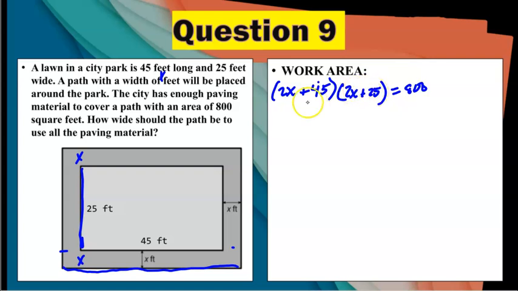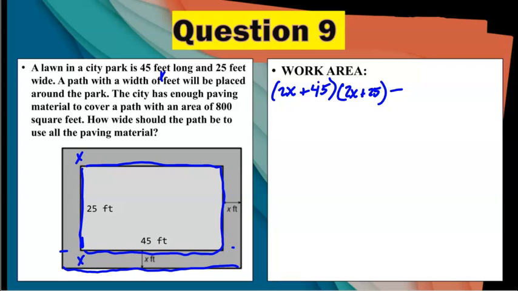Now with this, since this 800 is actually the area of the path that they have, I have to add something to my equation. So let me get rid of this equaling 800. We want to just find what the area would be for just the path out here. So we would have to subtract the area of this inside part of the park. The area of that would be 25 times 45.